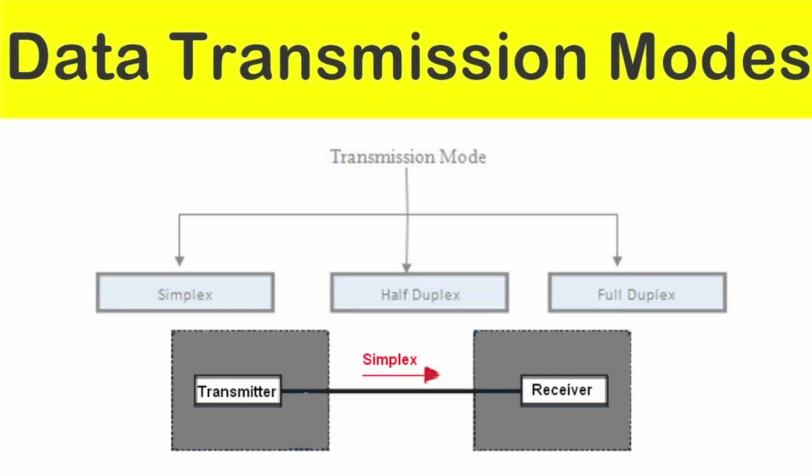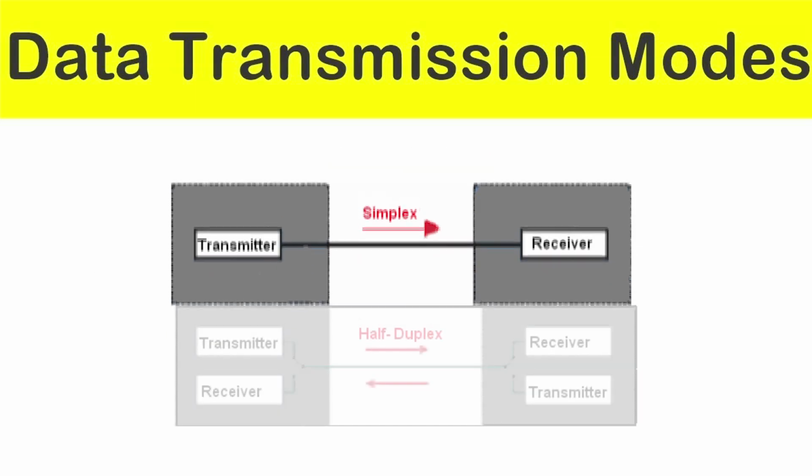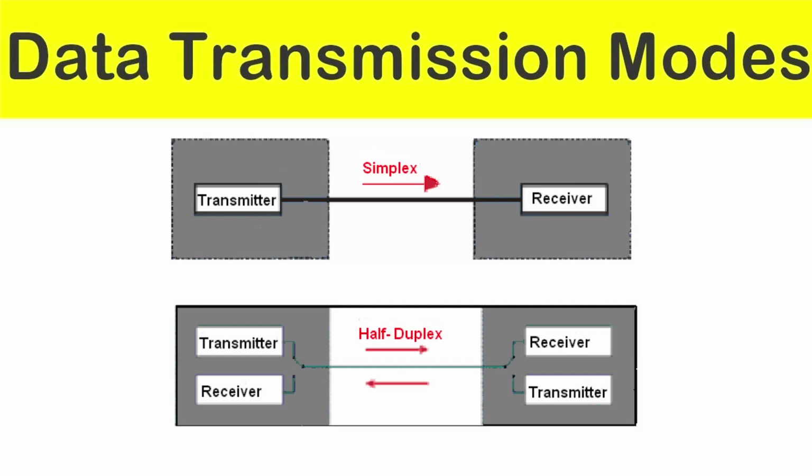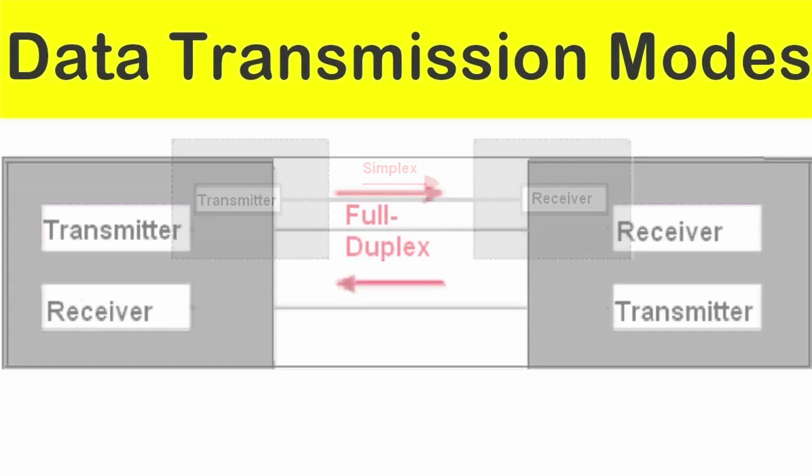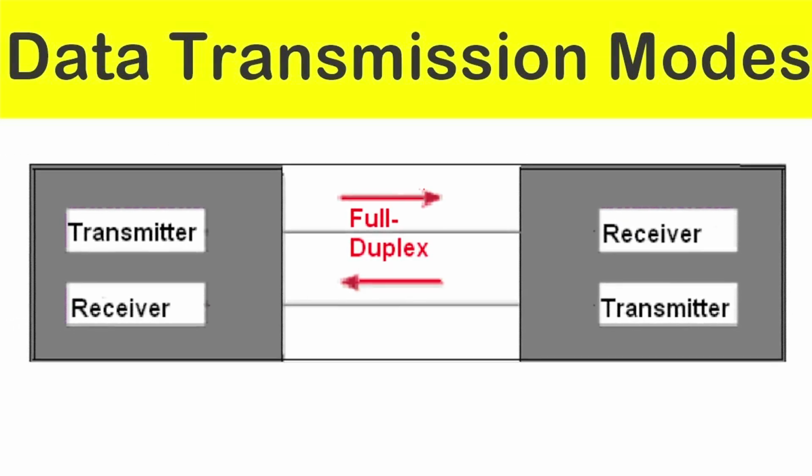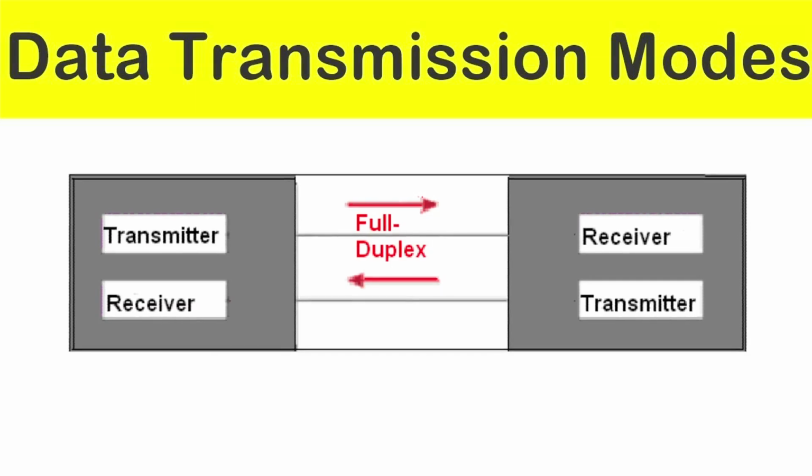This is the example of a simplex. You just see in one direction, it is sender, transmitter, receiver. Here you can differentiate half duplex: you are sending and then you are receiving, but not simultaneously. And here you can see the full duplex, where you can send and receive both simultaneously.